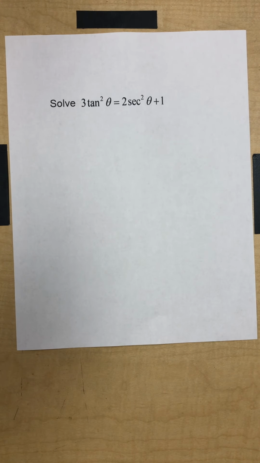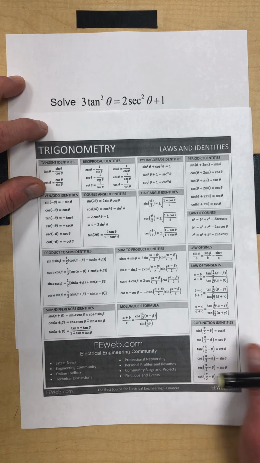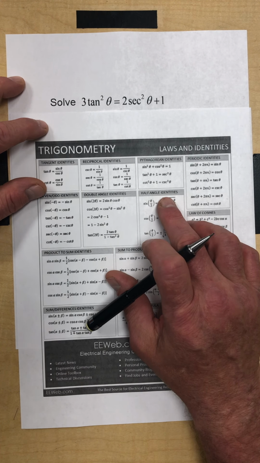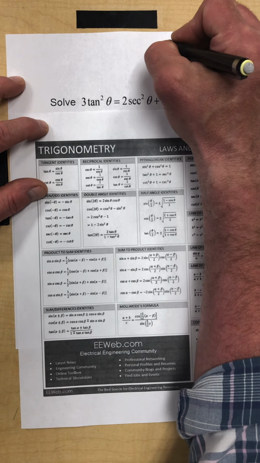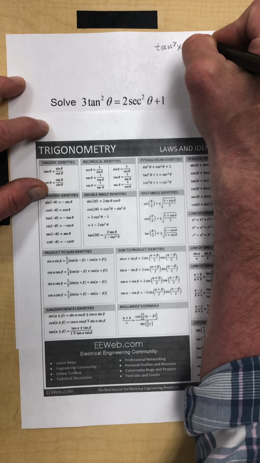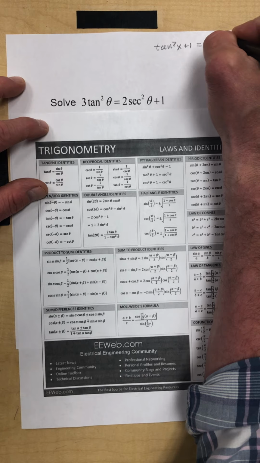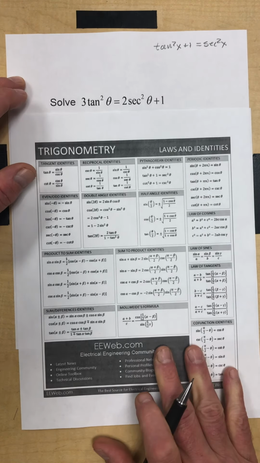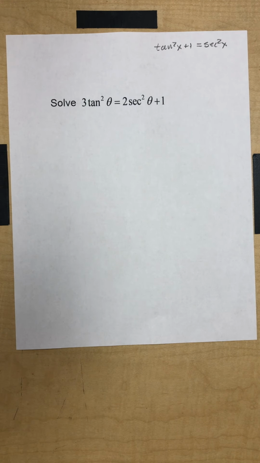Okay, let's see this guy. All right, so we've got tangent squared and secant squared. So it seems to me I'm probably going to have to make a substitution here using a Pythagorean identity. And so we know that tangent squared of x plus 1 equals secant squared of x.